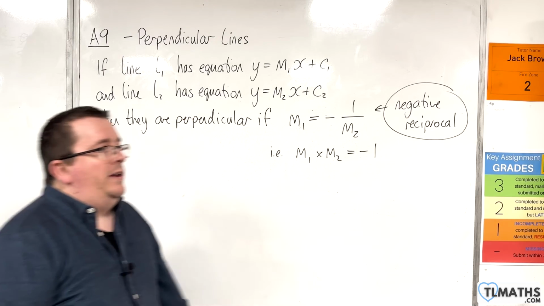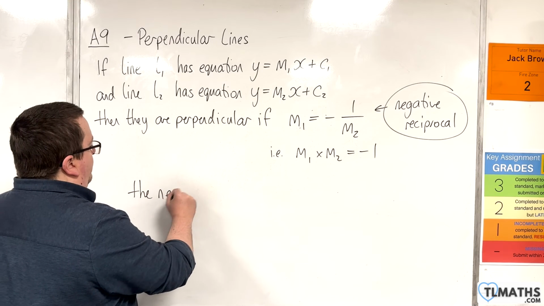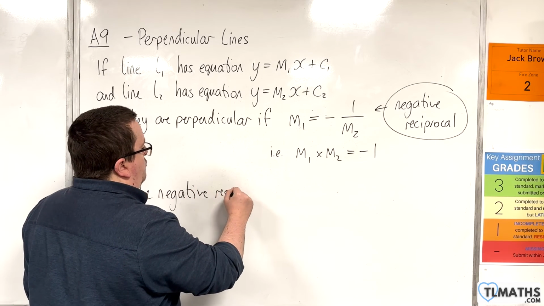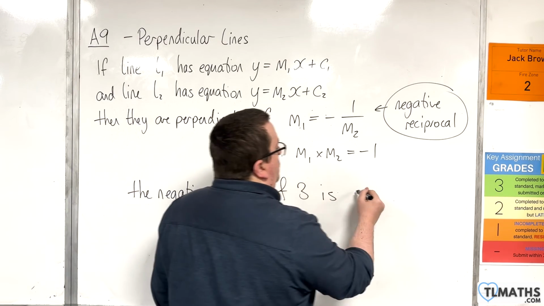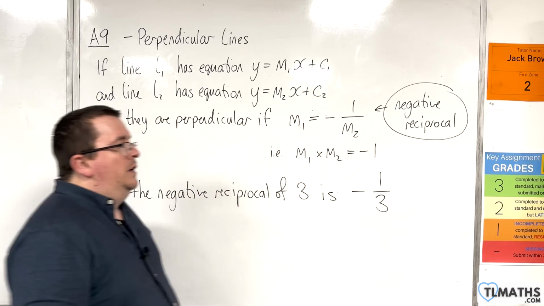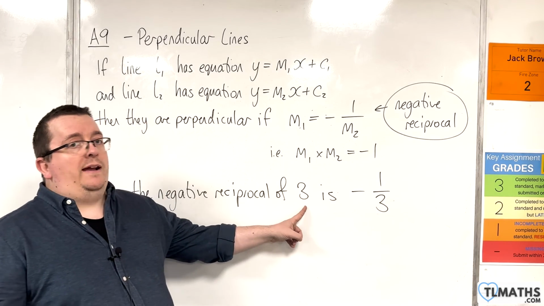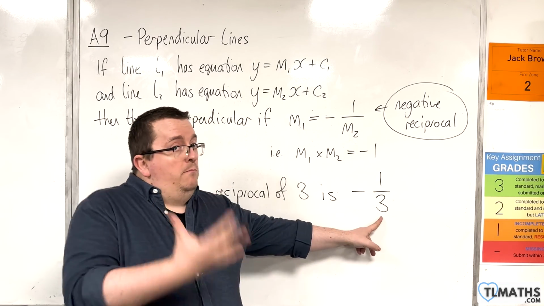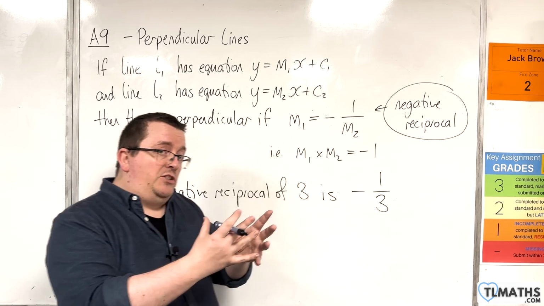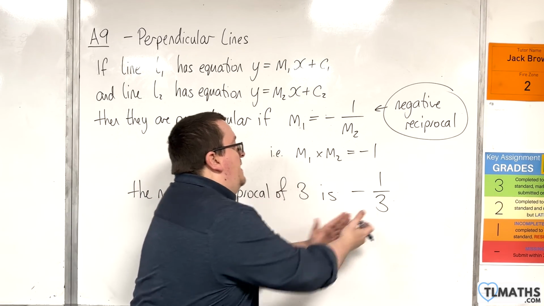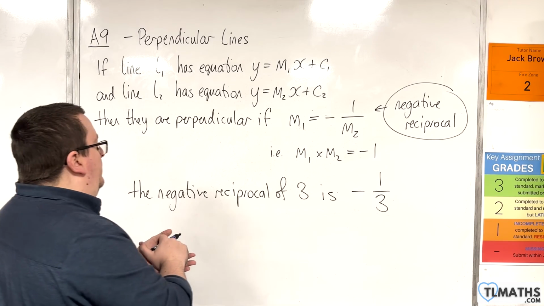So if I wanted the negative reciprocal of 3, well, that is minus 1/3. So if I wanted to find an equation that was perpendicular to y equals 3x plus 2, then y equals minus 1/3 x, take away 5, is perpendicular to it. It's based on the two gradients. So if the gradients are negative reciprocals of one another, then I know that I've got perpendicular lines.